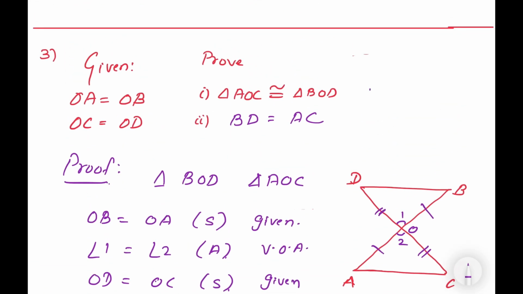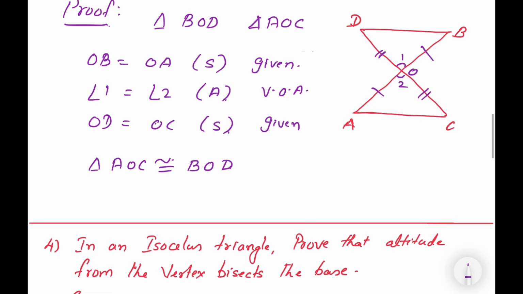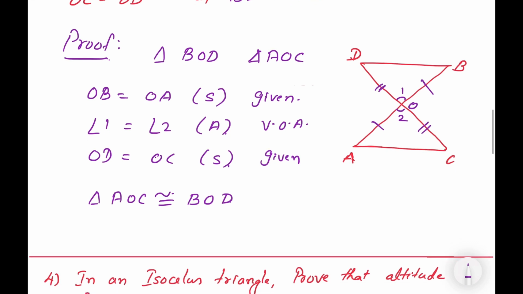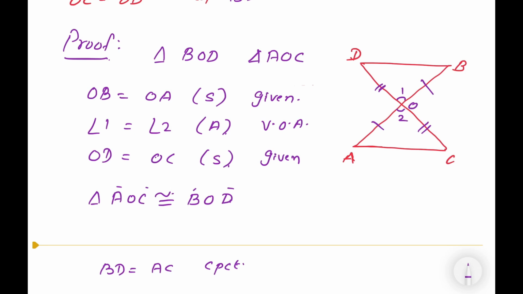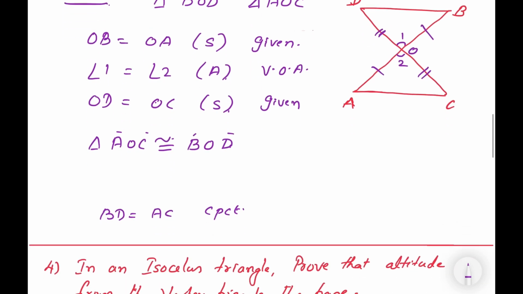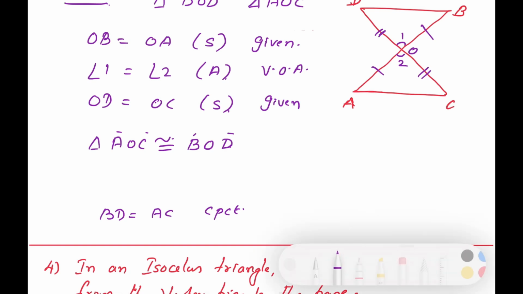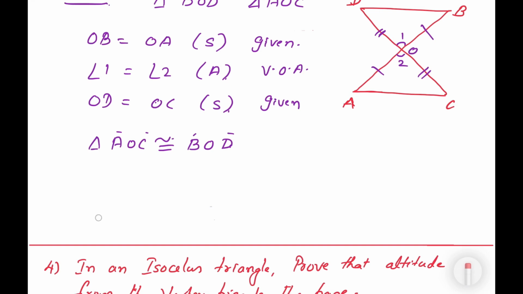Now I will add one more question. You have to prove BD is parallel to AC. So from here you will get BD equal to AC, CPCT. We will write BD equal to AC, CPCT.